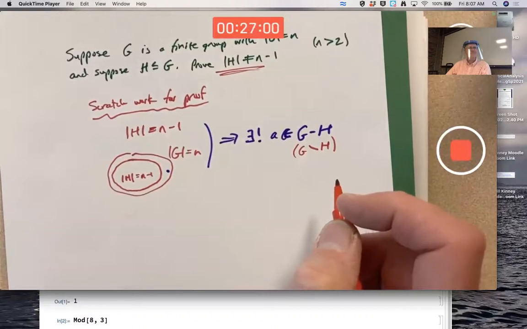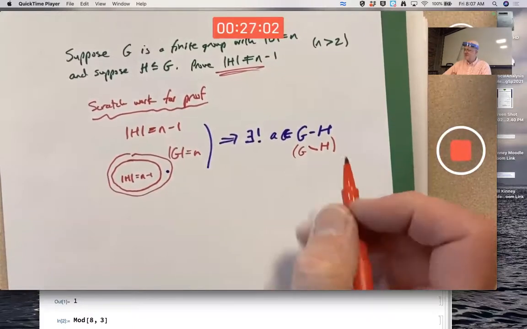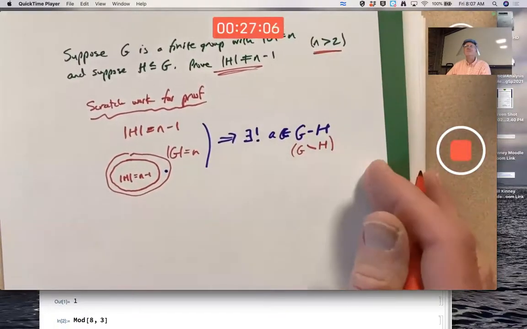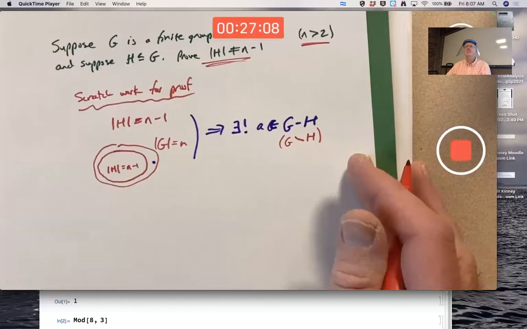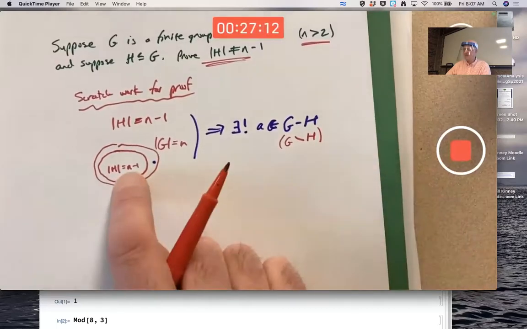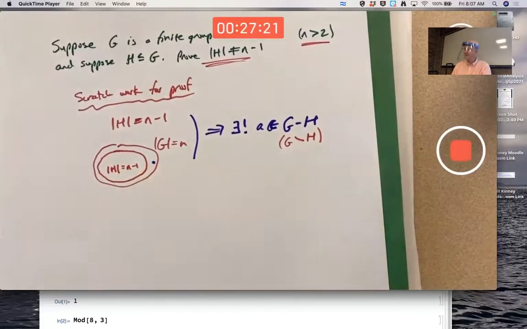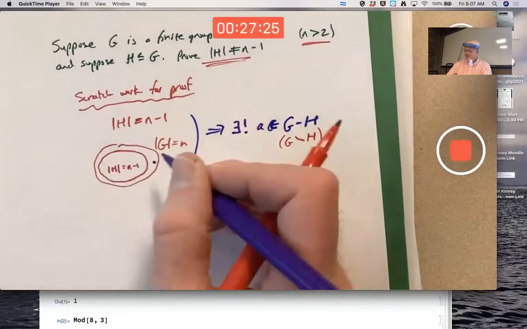How might this be relevant to the proof? Do you remember what you did? So n is at least 3. There's at least 2 elements in H, at least one of which, or exactly one of which, would have to be what? Our favorite element? The identity.